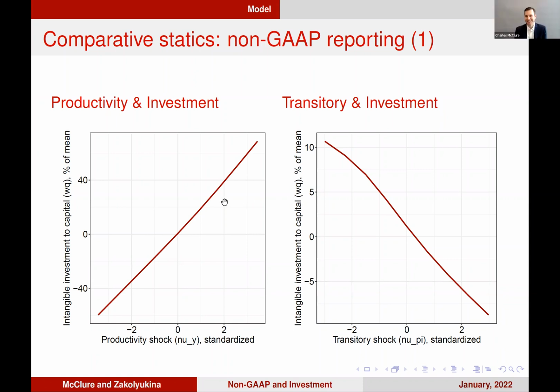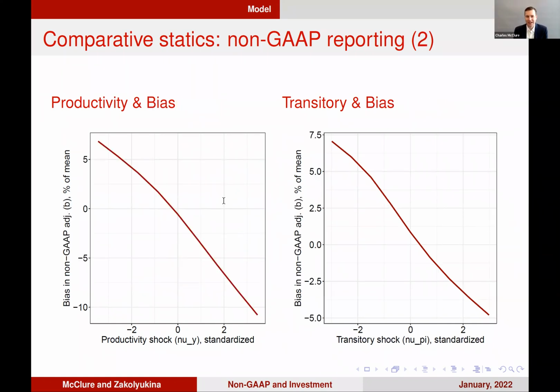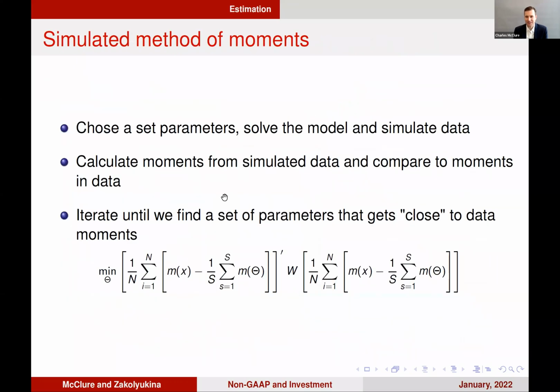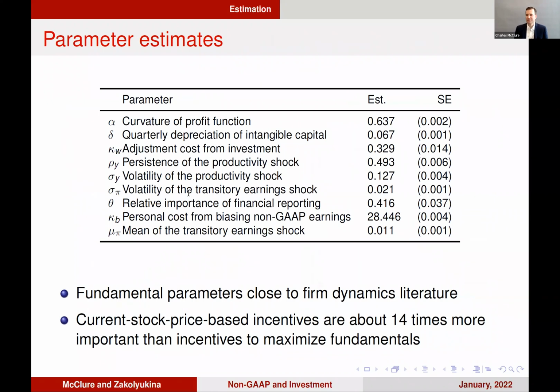Thanks, Nastia. I have a couple minutes, so I'll jump ahead to some of the results, just to highlight a few of the important things. When we estimate the model parameters, one key takeaway is that we estimate a theta of about 0.14. And if you do some back of the envelope calculations, that means the current stock price based incentives are about 14 times more important than the incentives to maximize fundamentals. You can think that's a lot, but it's essentially saying that the signals of profitability are 14 times more important than the actual profitability, because we have this rational expectation going on.